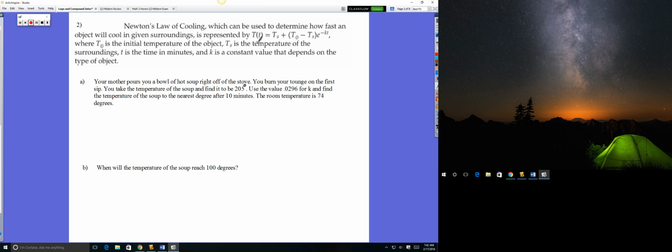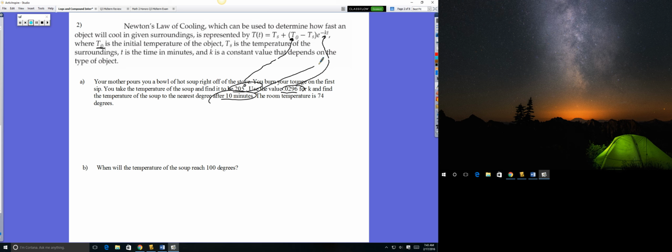Okay, you got a formula, and all you got to do is know what to plug in where. So this T sub 0, that's the initial temperature of the object. Mom pours a bowl of soup right off the stove. It's hot. You burn your tongue. It's 205. That is the initial temperature of the soup. Okay, use the value 0.029 for k. So that's going to go in right there. Find the temperature of the soup to the nearest degree after 10 minutes.